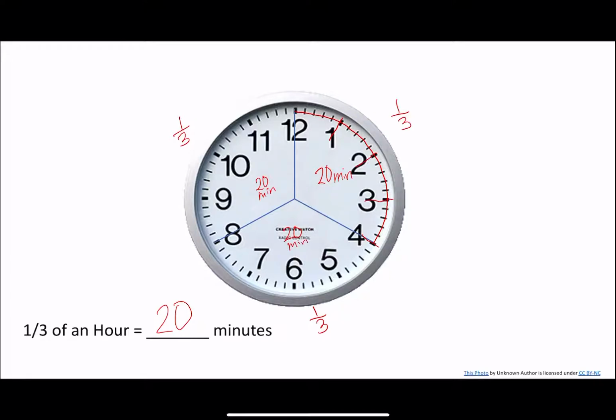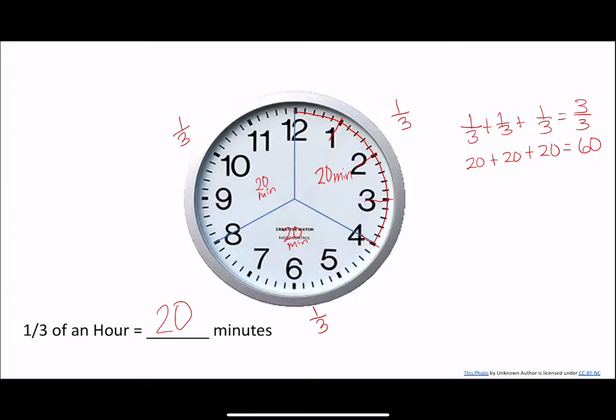And if I did 20 plus 20 plus 20, or 20 times 3, I would get 60 minutes. So that's 1/3 plus 1/3 plus 1/3 equals 3/3, or 1 whole hour. And it would be 20 minutes plus 20 minutes plus 20 minutes. And that would be 60 minutes, which is 1 whole hour.